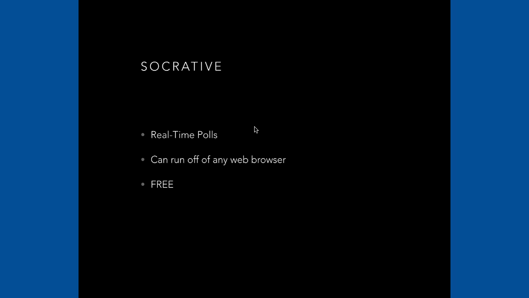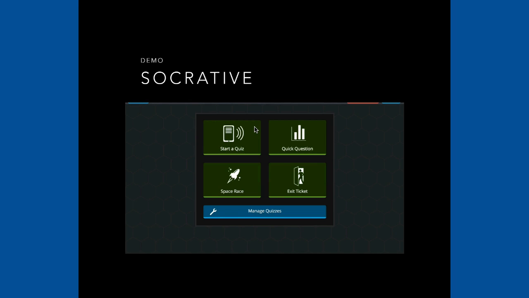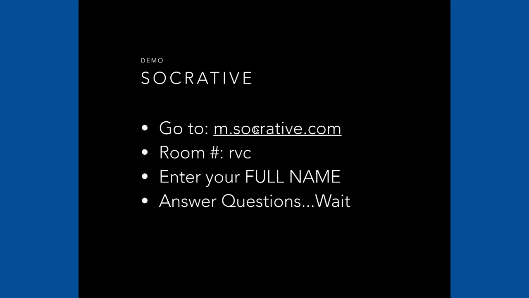It's free, and the program is called Socrative. And again, all that I'm talking about today is on the links at the end of the presentation that's already there for you. So the first thing you need to do is go to m.socrative.com, and then you'll enter the room number, which is RVC, lowercase. Enter RVC lowercase as the room number when it prompts you.